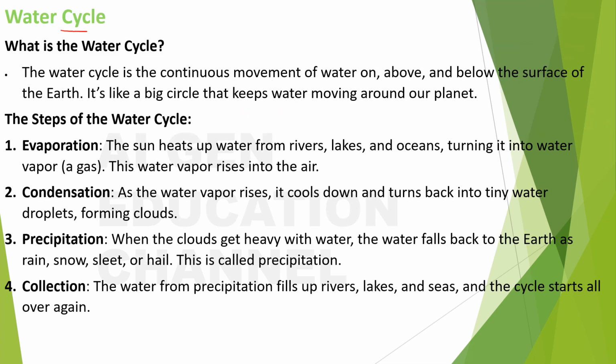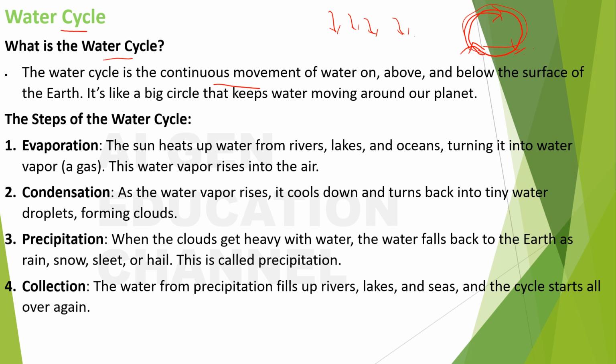Then what is the water cycle? I spoke about rain, right? So you should also know how you get the rain. What is the water cycle? The water cycle is the continuous movement of water on, above and below the surface of the earth. It's like a big circle where water keeps moving around our planet. Okay, so water will be moving from land to the sky and again come back to the land as rain. All this happens continuously. This is called the water cycle, continuous movement of water.